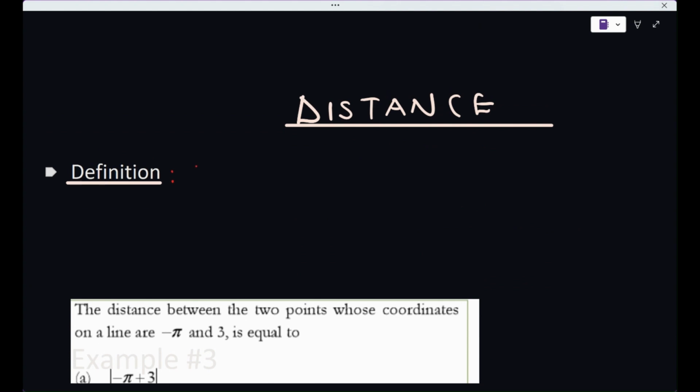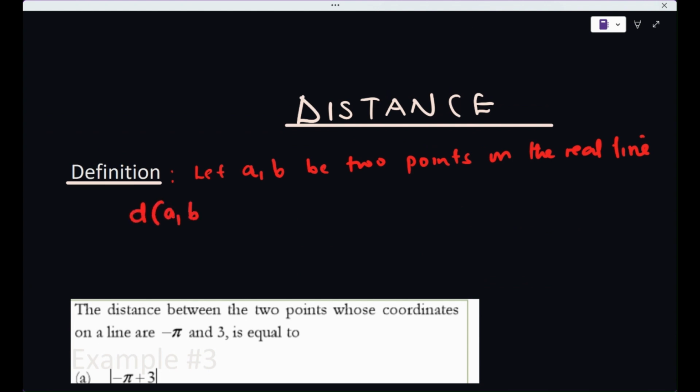So what do I mean by more general? Let A and B be what? Two numbers, or let's say two points on the real line. When I say real line, I mean the real numbers. So the distance between A and B is simply the absolute value of A minus B, which is still the same thing as the absolute value of B minus A.